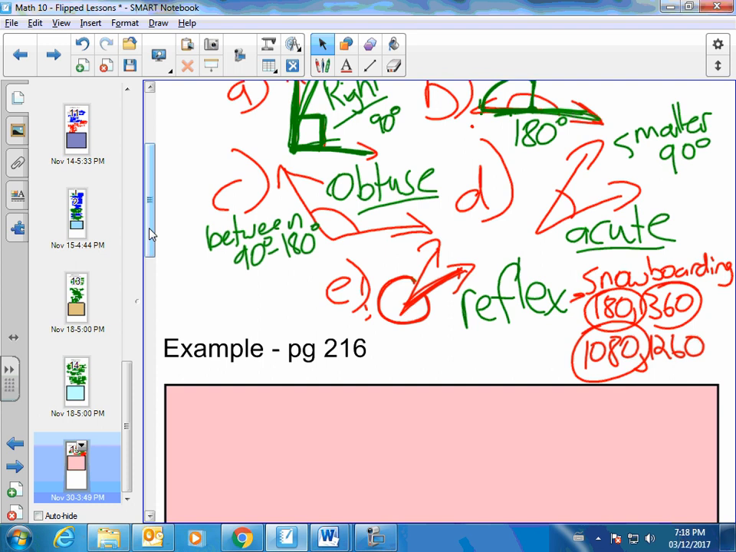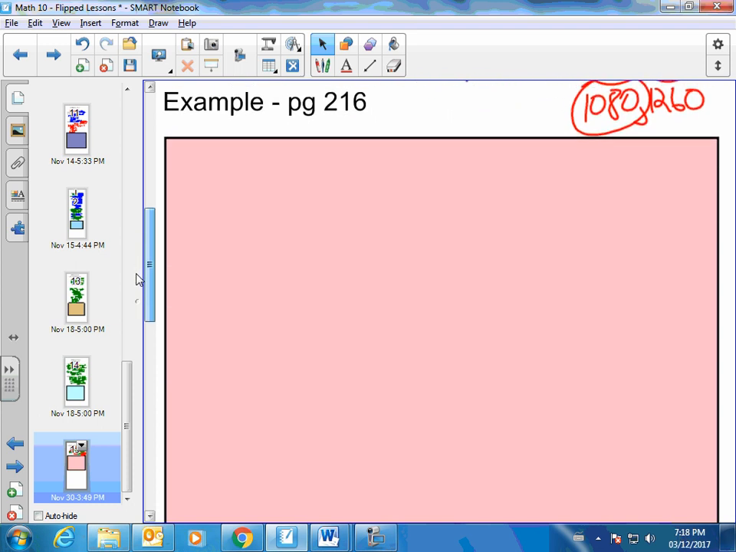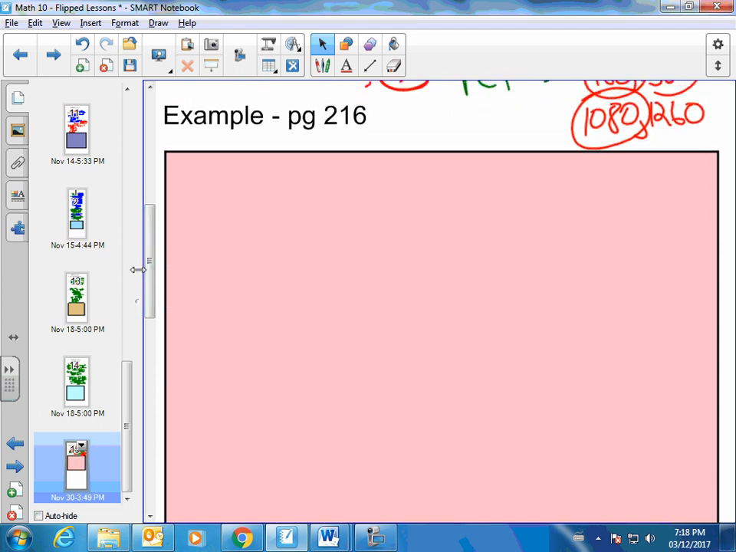All right, so what they're going to be doing is they're going to give you some angle numbers, and you're basically just going to have to guess. Is it a right angle? Is it a straight angle, acute, obtuse, reflex, so on and so forth. Not overly difficult. You guys should be able to give that one a shot. So I'm going to skip ahead to the example on page 216.